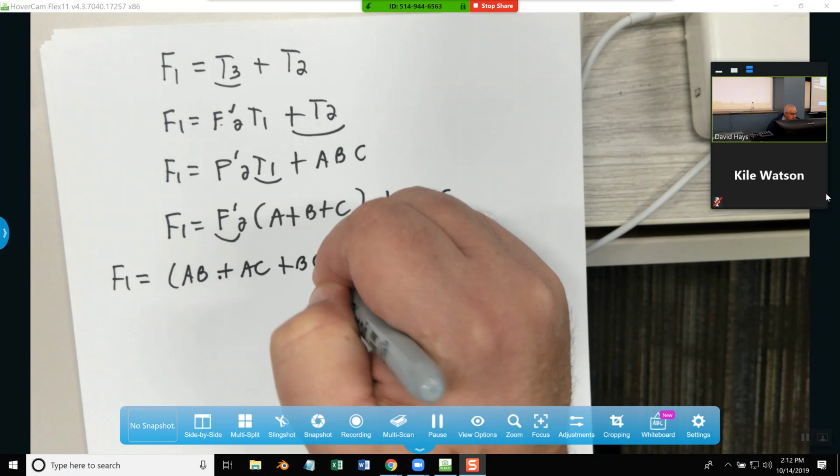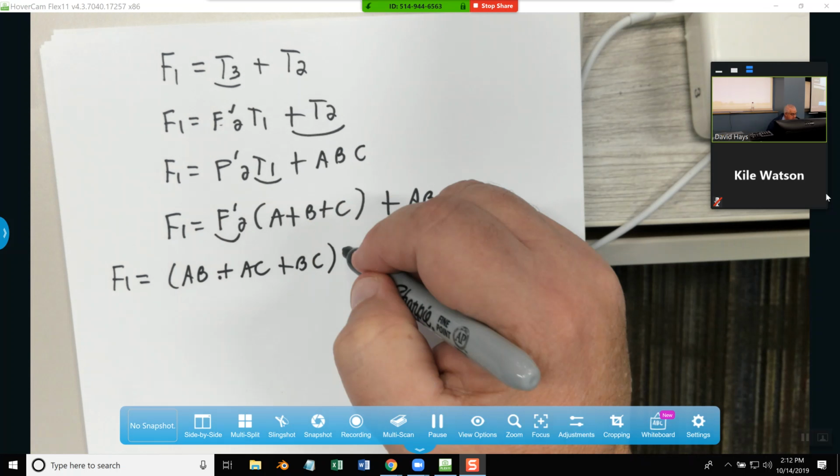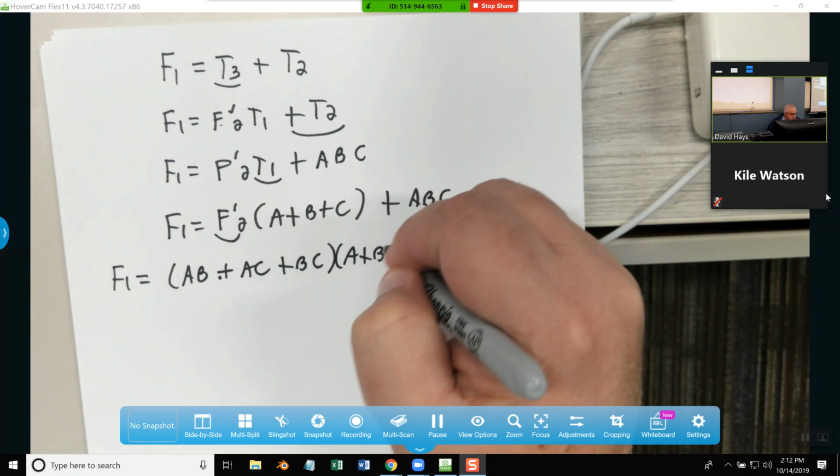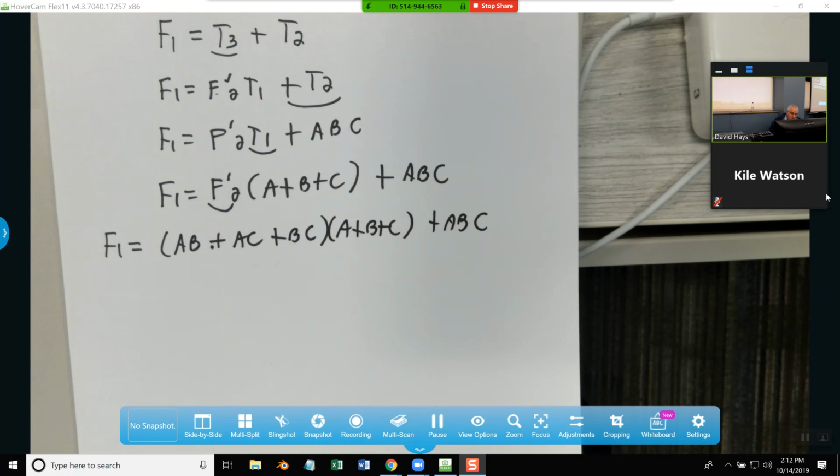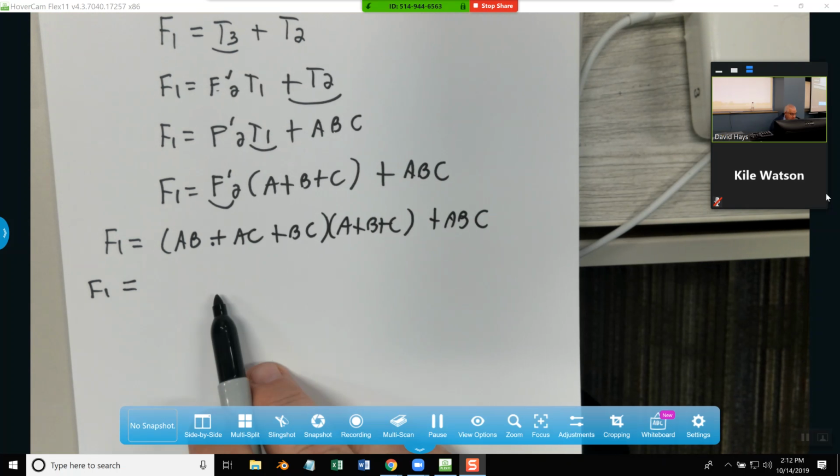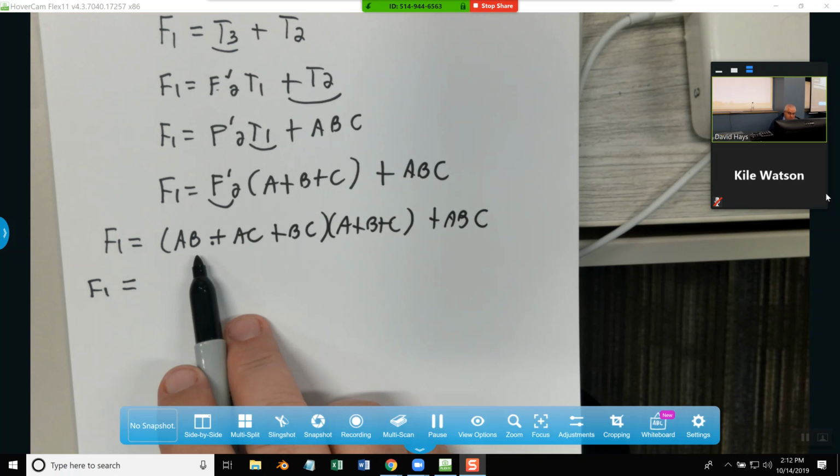Then from, I think it's De Morgan's law, we can flip them. A and B becomes A prime plus B prime, not A or not B. This AC here becomes A prime plus C prime. And this BC here becomes B prime or C prime.